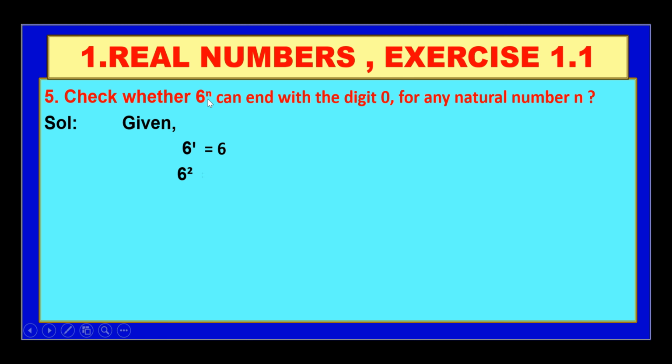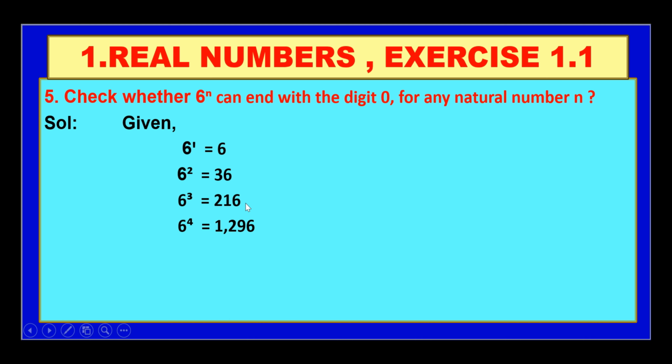Next, substitute n is equal to 2. N is equal to 2 means 6 into 6. 6 6s are 36. Good. Next, 6 cube. 6 cube means 6 into 6 into 6. Already 6 square is 36. 36 into 6 is 216. Next, 6 power 4. 6 cube into 6, that is 216 into 6 is 1296.